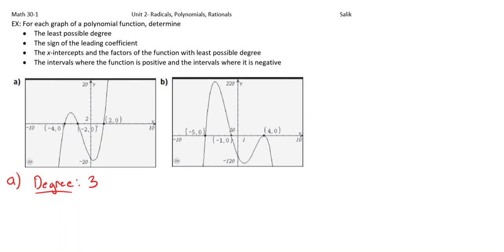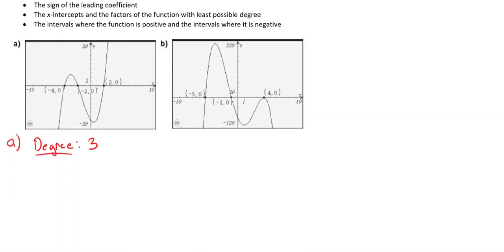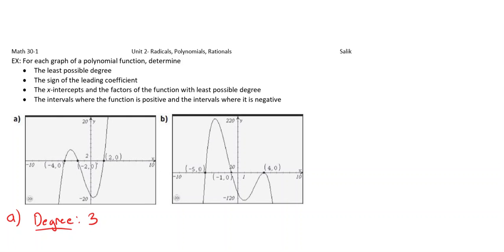And then the next part says, what's the sign of the leading coefficient? Do you guys know what I mean by the sign of the leading coefficient? Here, maybe I'll write it out quick. That'd be like y is equal to, let's say, a times x cubed plus 3x plus 4. It means is this thing negative or is this thing positive? How do you know it's positive?